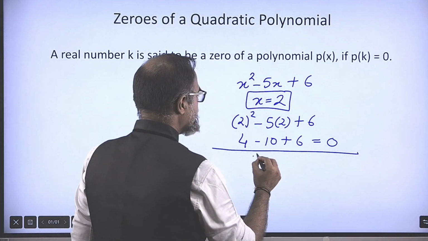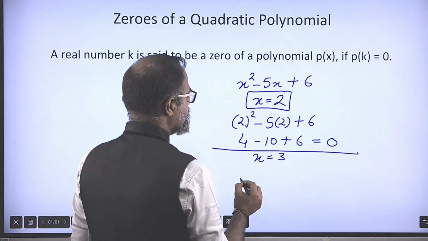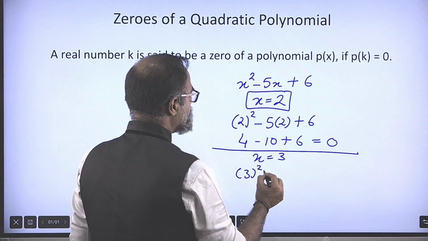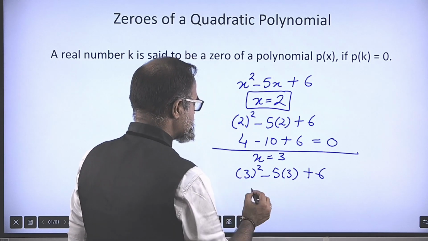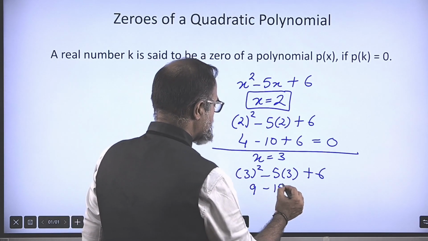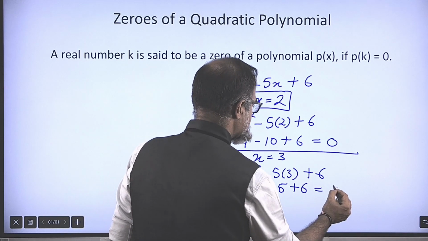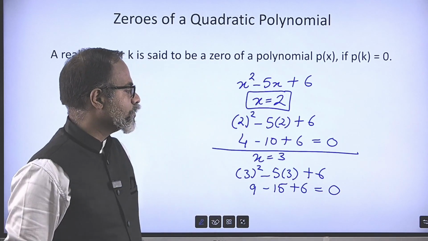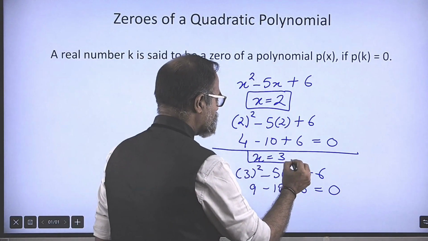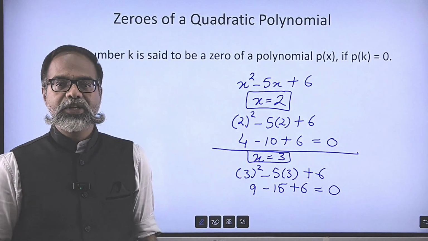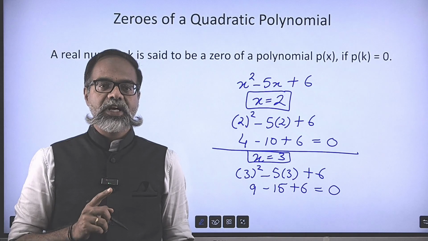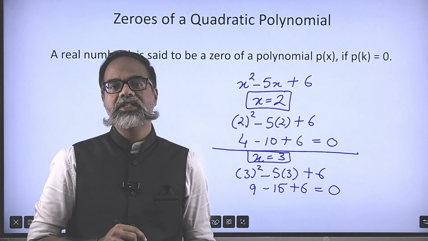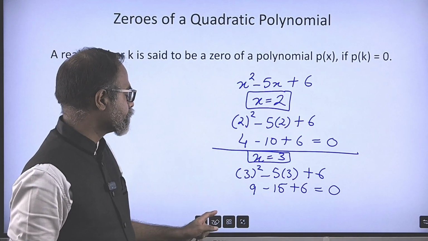What happens if I take the value of x as 3? Then I get 3 square minus 5 into 3 plus 6, which is 9 minus 15 plus 6, which is also equal to 0. So x equal to 3 is also a zero of the polynomial. So both 2 and 3 are values which are considered as zeros of this quadratic polynomial.